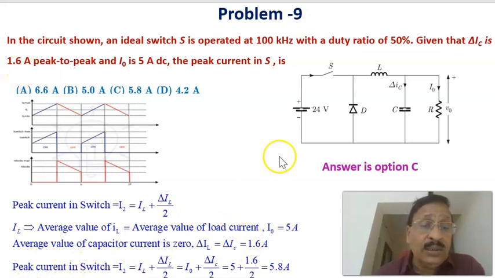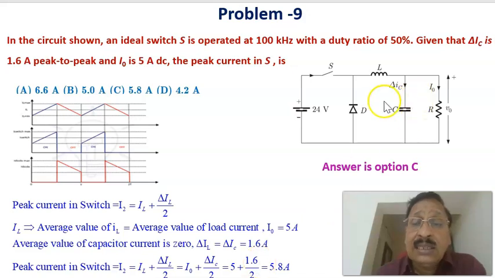Therefore, the peak value of the current through the switch is given by IL plus delta IL divided by 2, where IL is the average current, equal to I0, the average load current, plus delta IL by 2.